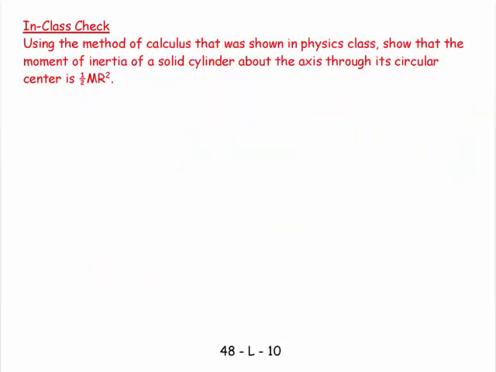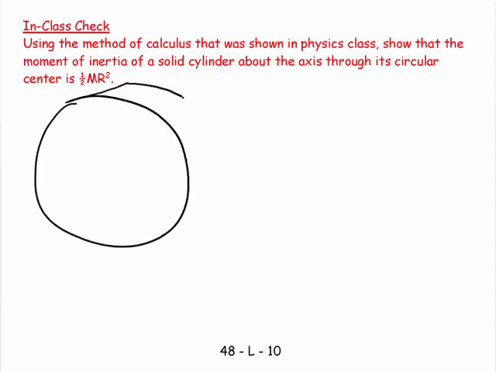Our next problem says, using the method of calculus that was shown in physics class, show that the moment of inertia of a solid cylinder about its circular axis through its circular center is 1/2 MR squared. So now we're asking to prove this, and this is not an uncommon question. So let's do it. We've done a few integrations before, so this is like the next step.